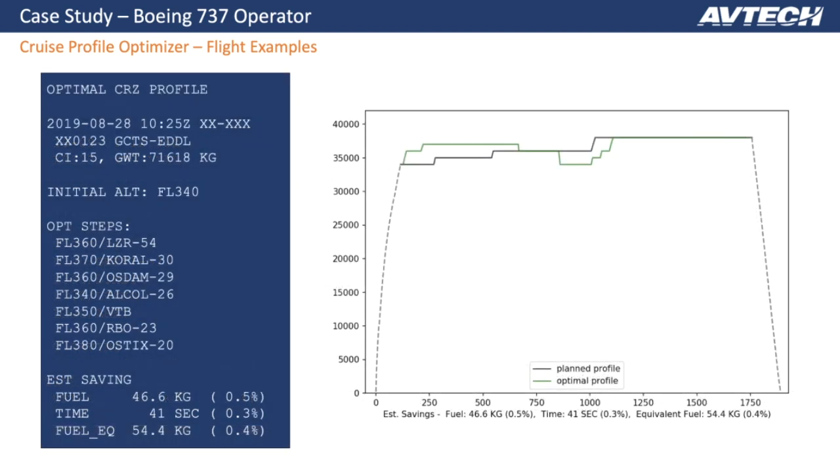Next case, we have a longer flight, around 1800 nautical miles. We see cost savings are available by initially climbing higher than planned, and mid-flight we see that there are favorable winds below that make a step descent optimal. Fuel saving roughly 46-47 kilos or 0.5% of the cruise fuel.